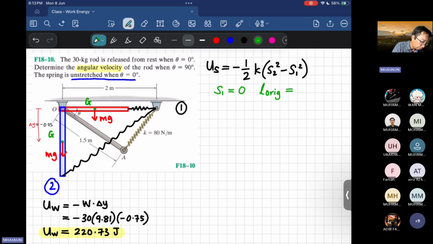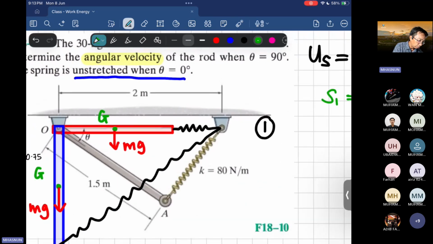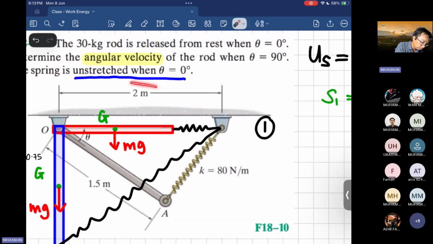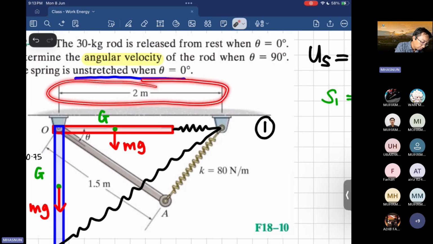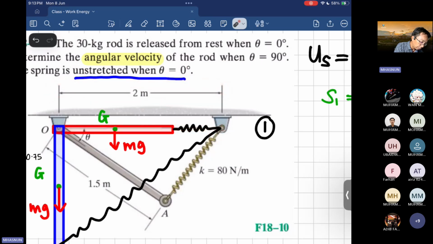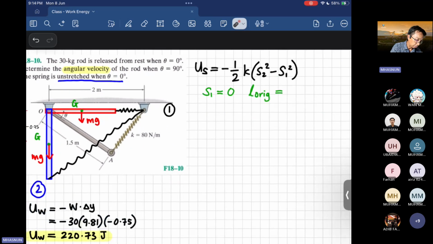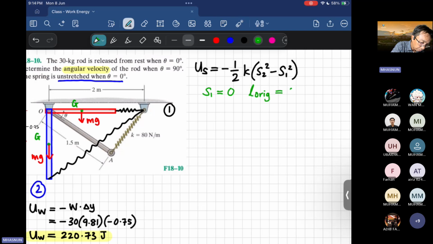of the spring. So how do we know the original length of the spring? We can see here that the total length is given as 2 meter from O to the end here. And we know the length of the rod is 1.5, so basically from here to here is 1.5 meter. Therefore, you will get the length of the spring as 0.5 meter. So 0.5 meter will be the original length of the spring. So we will write here the original length is 0.5 meter.